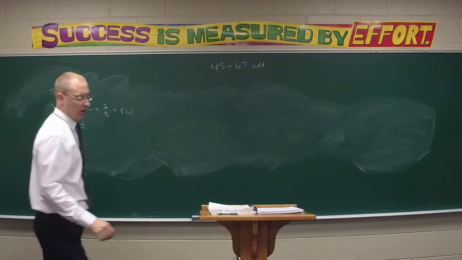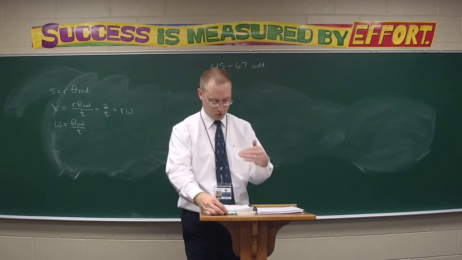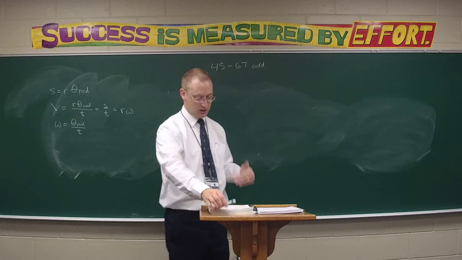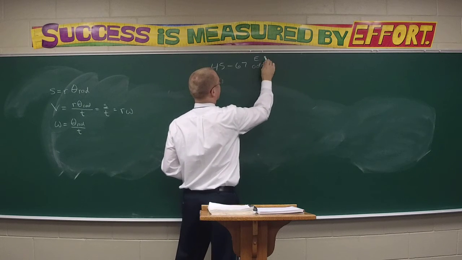So let's do every other odd. Let's just do the other in pairs. Do the first odd in every section. So 45, 49, 53, 57, 61, 65. Every other odd.